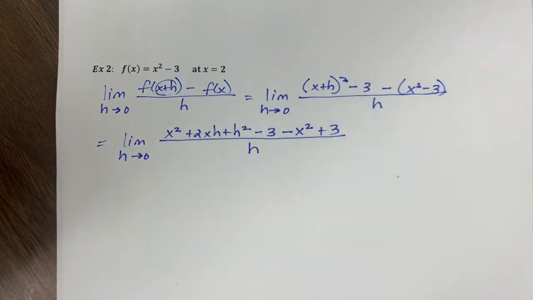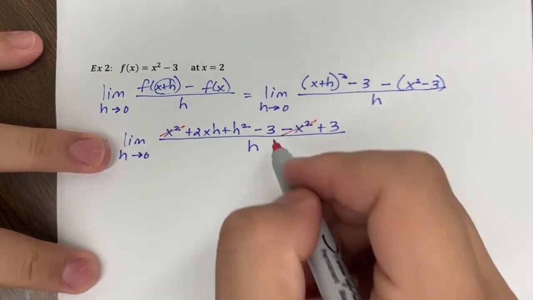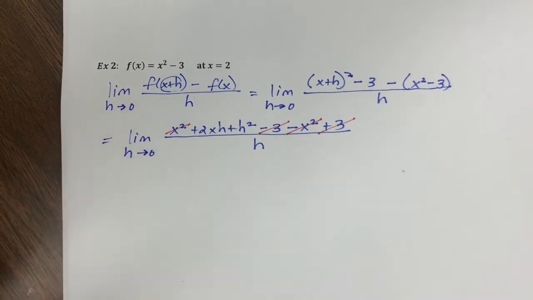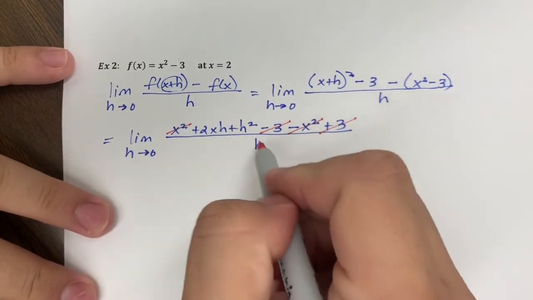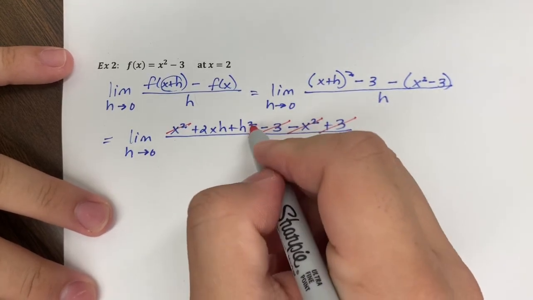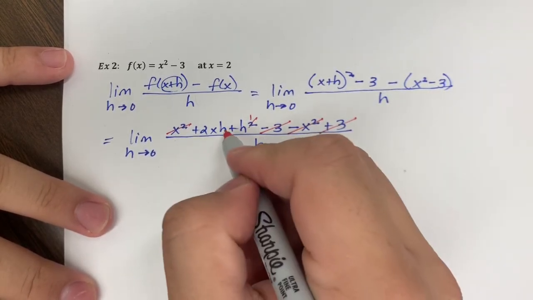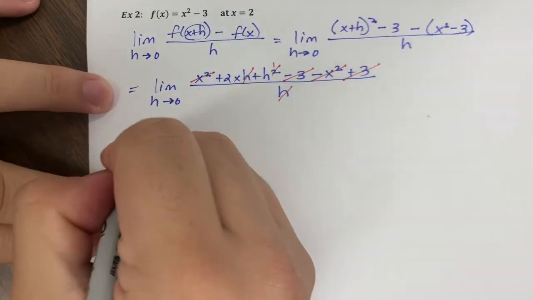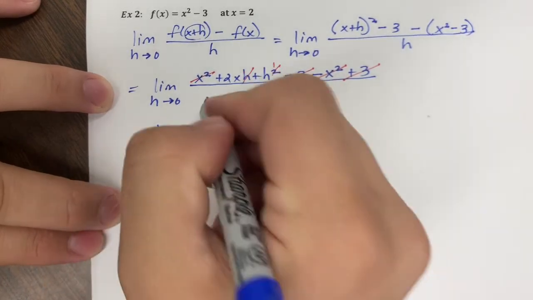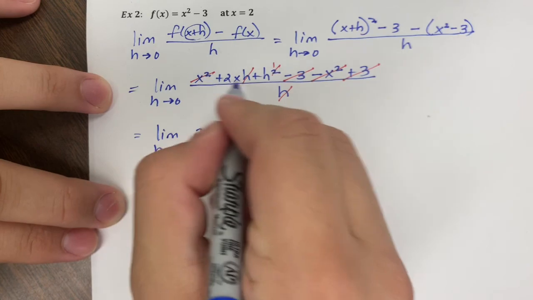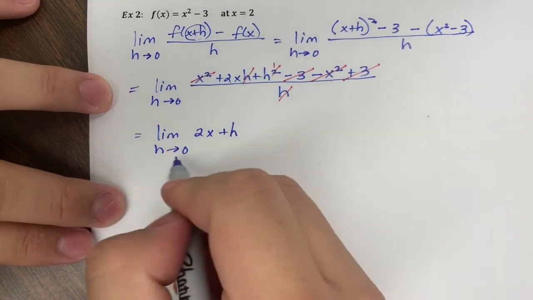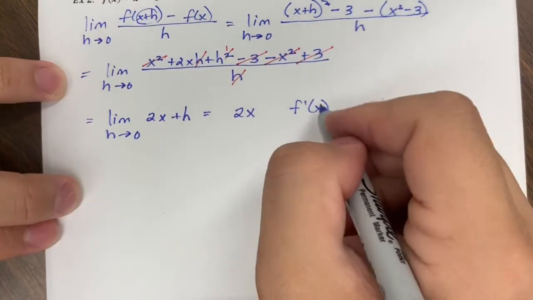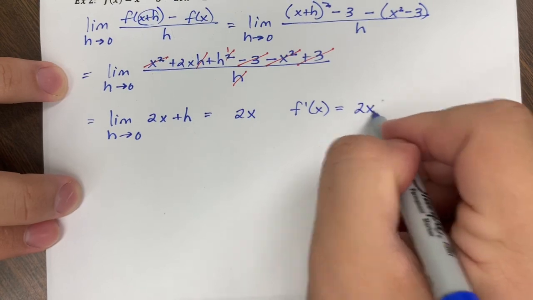And then I notice here what I can cancel out. I can cancel out an x squared with a negative x squared, a negative 3 with a positive 3. And then ultimately, I'm just going to do this all in one step. If I have an h in every term left, I can cancel out one of those h's in everything. So one of those h's will cancel out, this h will cancel out, and this h will cancel out. So this is essentially equal to the limit as h approaches 0 of 2x plus h, right? So if I plug in 0 for h, I just get 2x. So my derivative of this function is just equal to 2x.